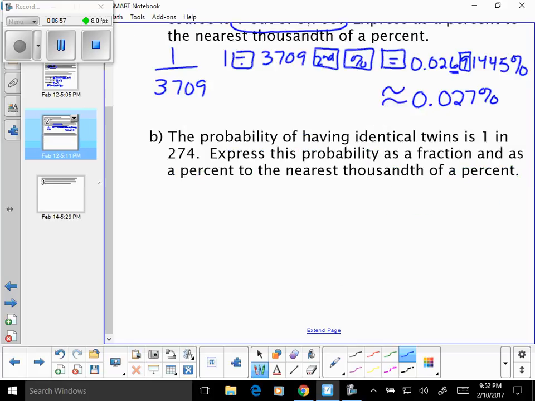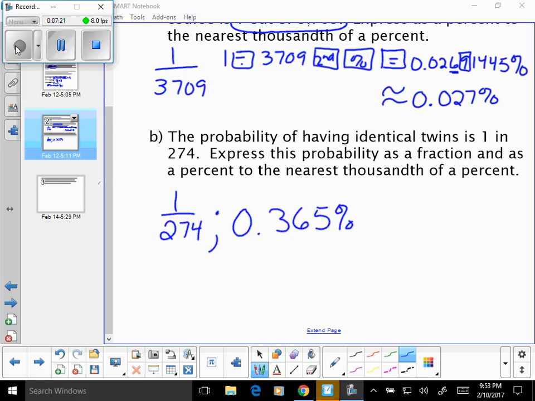In example B, the probability of having identical twins is actually 1 in 274. Express this as a fraction and as a percent to the nearest thousandth of a percent. Hit pause, and you do this one. Did you get your fraction set up correctly? Did you get the correct percent? 0.365. Did you remember to use a percent sign?